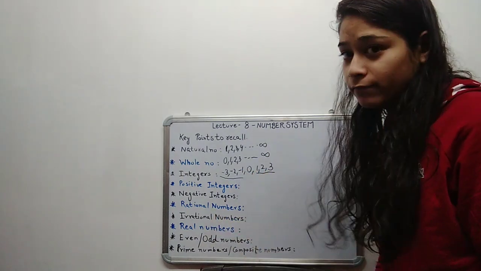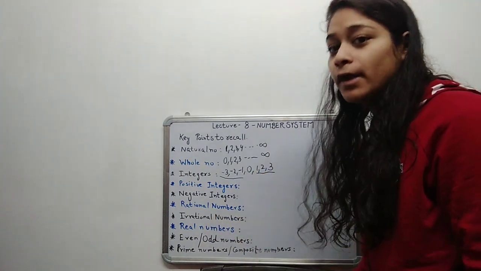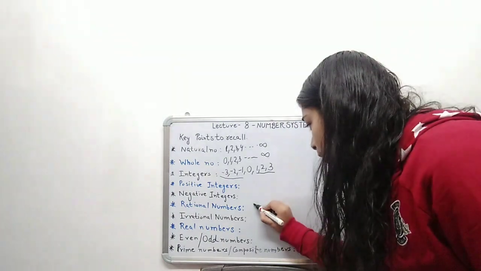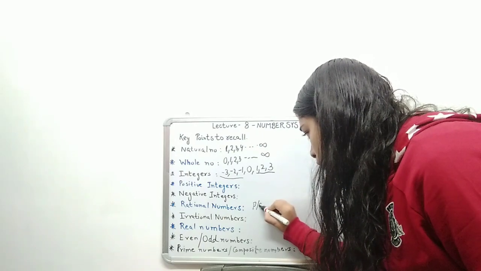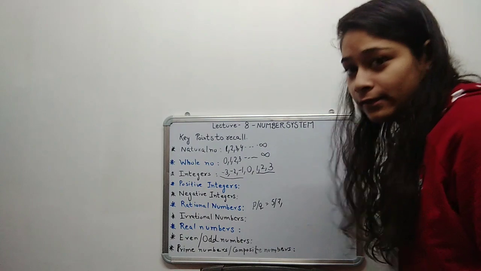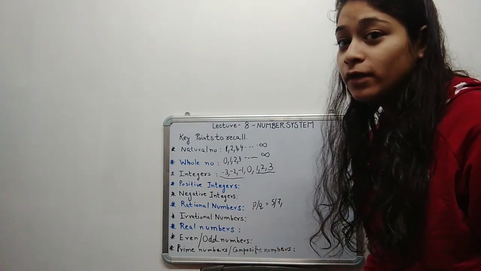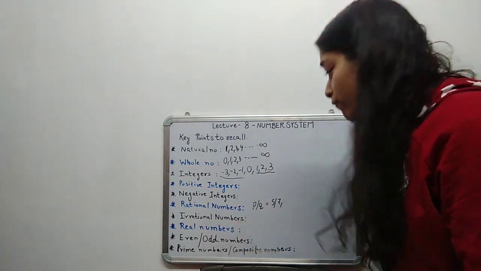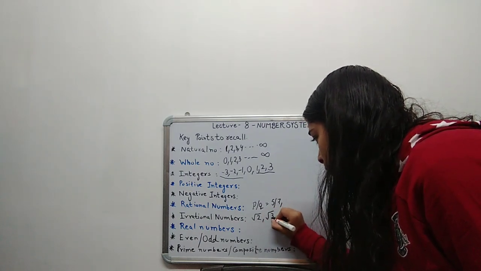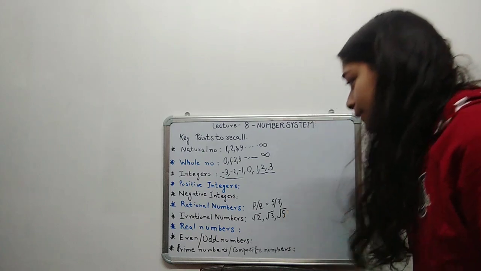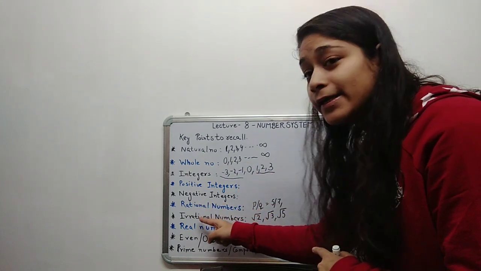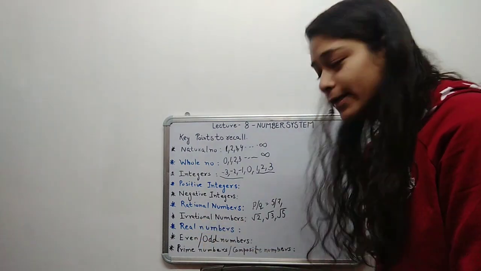What are rational numbers? Rational numbers are those numbers which can be written in fraction form, for example P upon Q, that is 5 by 7, like this. Okay, what are irrational numbers? Those which cannot be written in fraction form, for example root 2, root 3, root 5, like this. What are real numbers? The set of rational numbers and irrational numbers together are called real numbers.